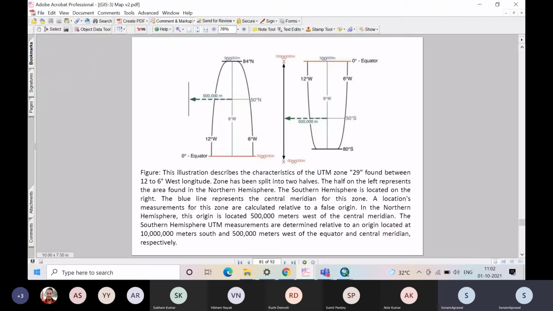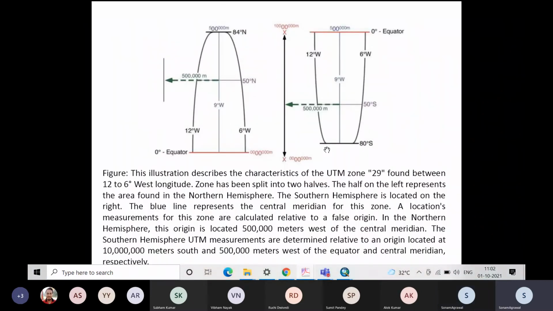We have started with the topic of projection in the last term. In that, you have seen different types of projection systems. The projection system can be classified on the basis of preserving property, on the basis of developing surface, on the basis of view, on the basis of aspect. So these are the different ways in which the projection can be classified. Write down that classification in your copy.